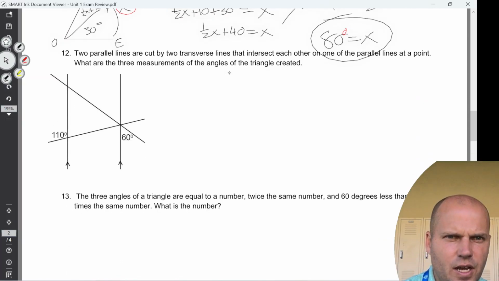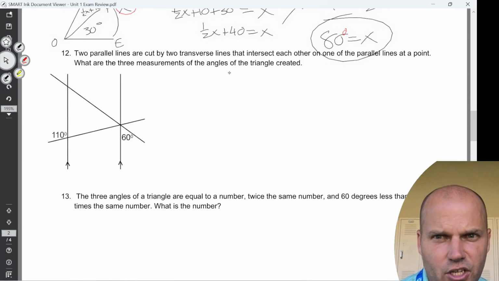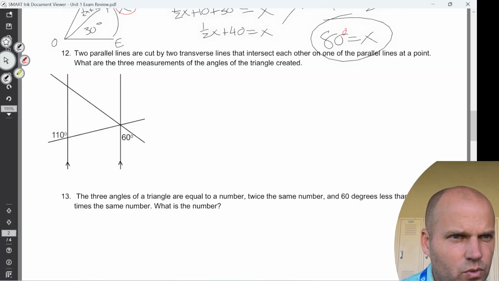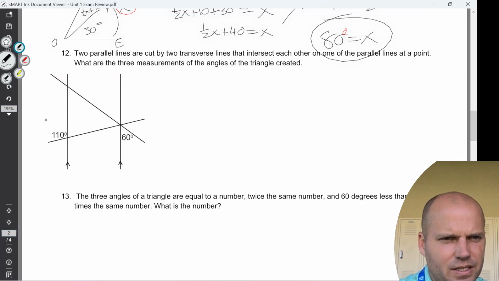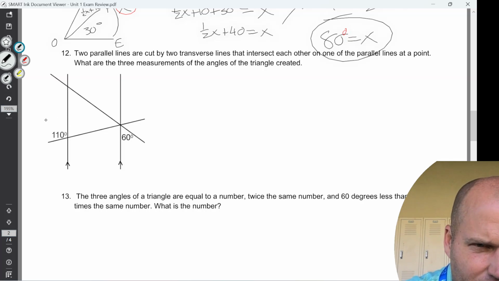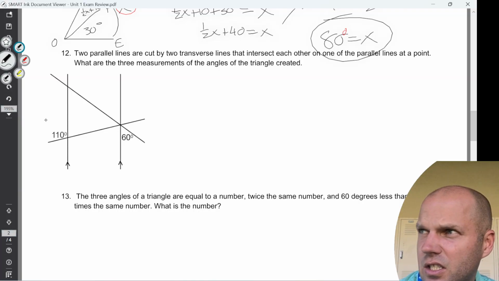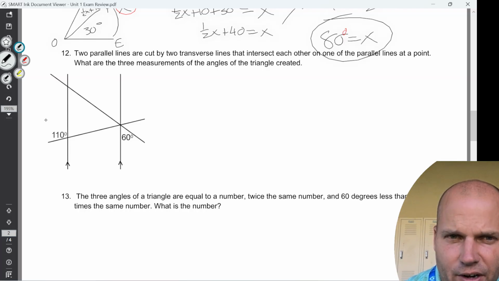Two parallel lines are cut by two transverse lines that intersect each other on one of the parallel lines at a point. We can see that we have one obtuse angle measurement that is 110 degrees, and then one acute angle is 60 degrees. Having a diagram is pretty crucial for this question.